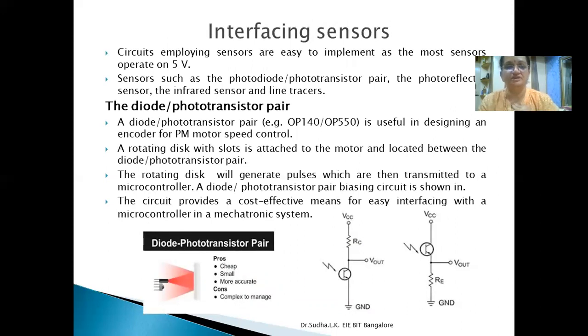The next topic is interfacing sensors. How are we going to interface the different types of sensors at the output of the interfacing circuit in mechatronics? We have a set of diode transistor pairs. That is how we are going to generate the zeros and ones. In all these cases, we can adopt the PWM technique, the pulse width modulation technique, as we need only the zeros and ones.